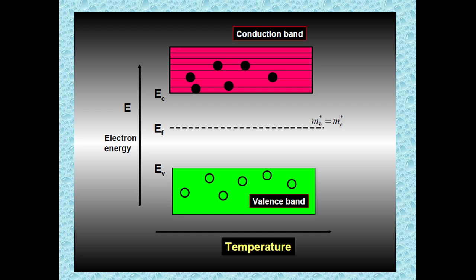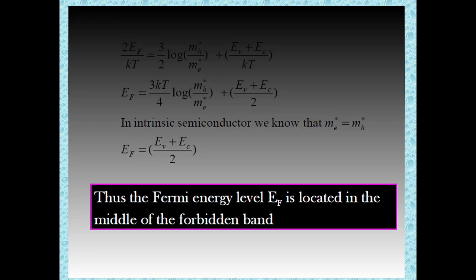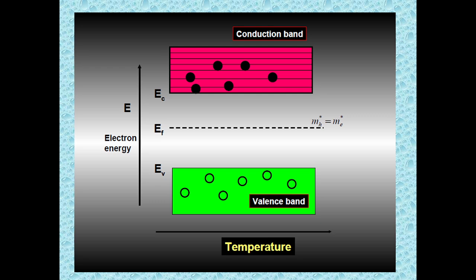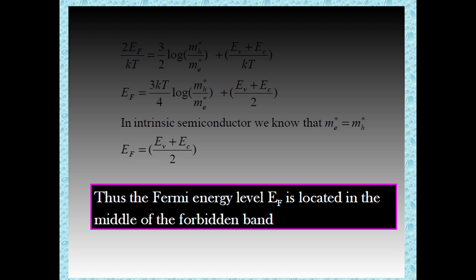Taking log on both sides, we get 2 EF by kT is equal to 3 by 2 log of (mh by me) plus (EV plus EC) by kT. Therefore, finally, the effective mass of electron is equal to the effective mass of hole. Therefore, EF is equal to (EV plus EC) by 2. Thus, the Fermi level EF is located in the middle of the forbidden band for an intrinsic semiconductor. When mh is equal to me, the Fermi energy is located halfway between the conduction band and the valence band. This is the diagram which clearly explains it.